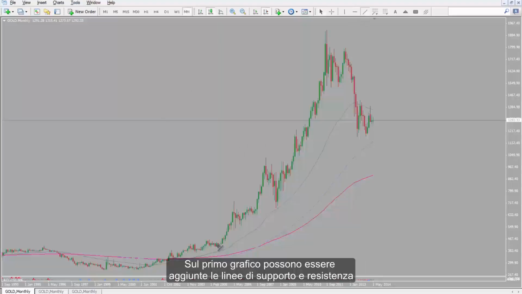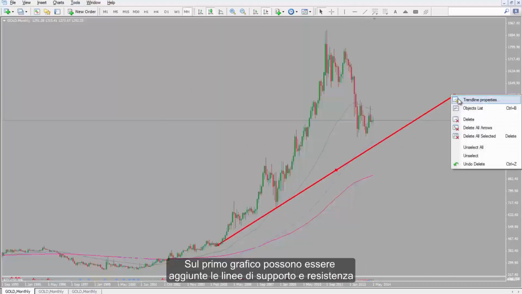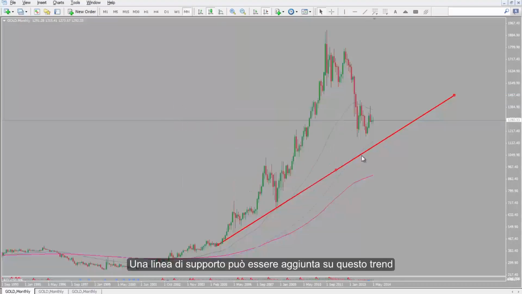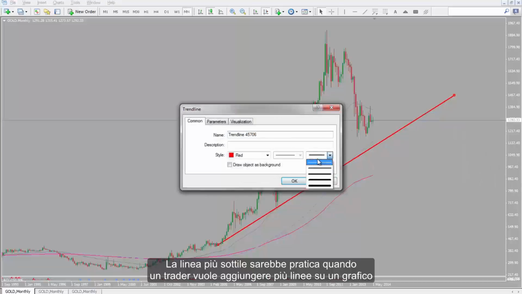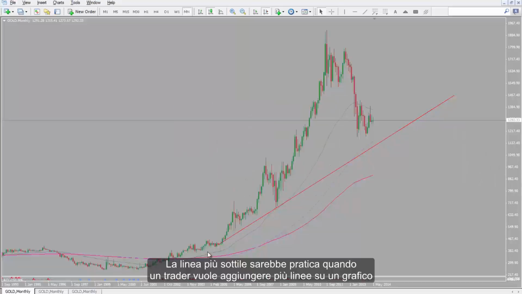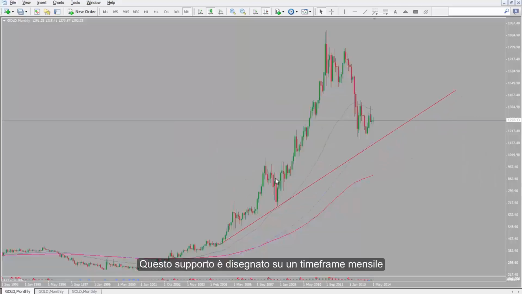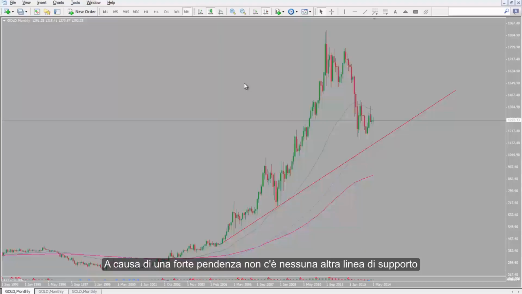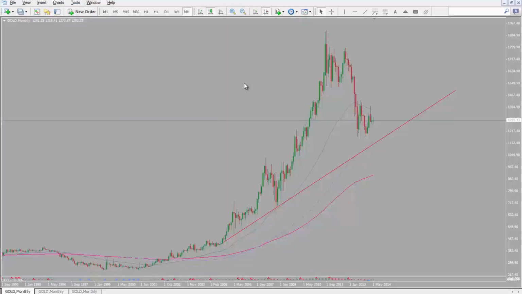On the first chart, support and resistance lines can be added. A support line can be added on this trend. A thinner line would be beneficial when a trader wants to add several lines on a chart. This support is drawn on a monthly time frame. Thus, it has a significant power on trend movement. Due to a sharp slope, there is not any other support line.